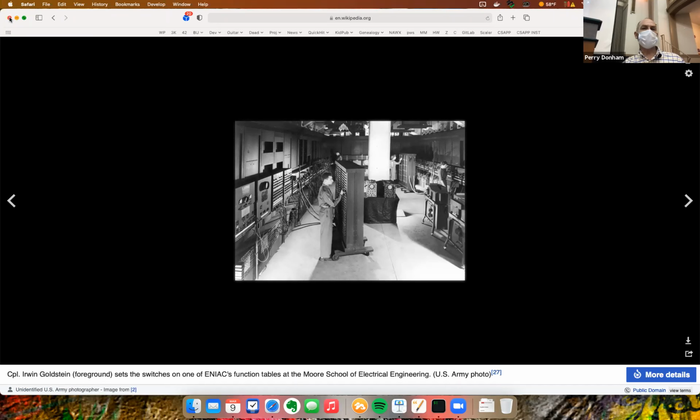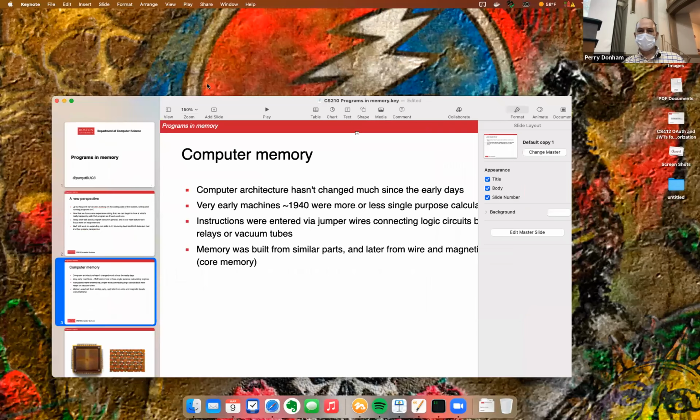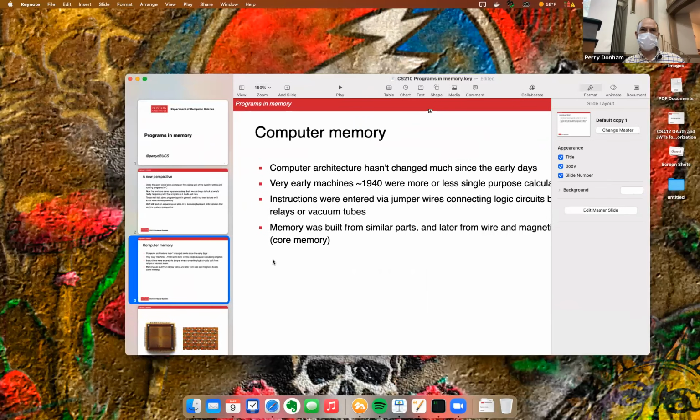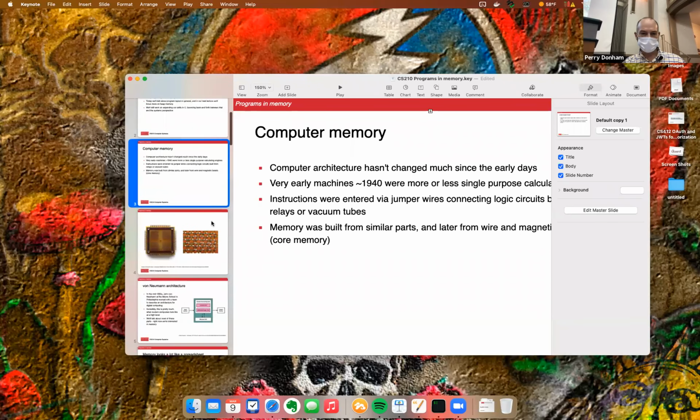It was really a decade later in the 50s that John von Neumann came up with the blueprint for digital architecture. I guess that's on the next slide. Oh, let me show you this one. Make this big.